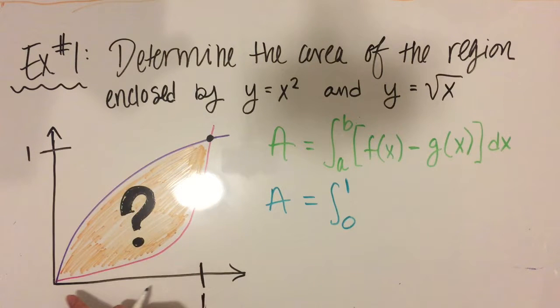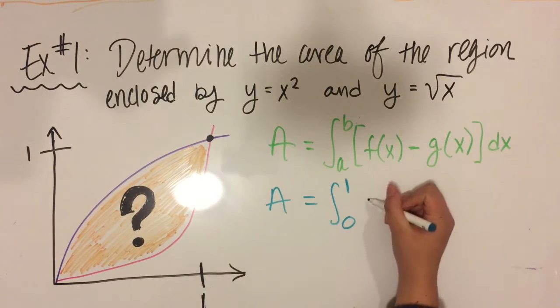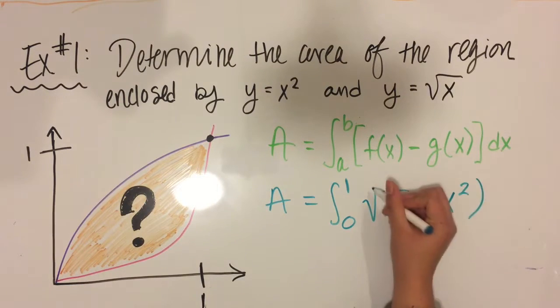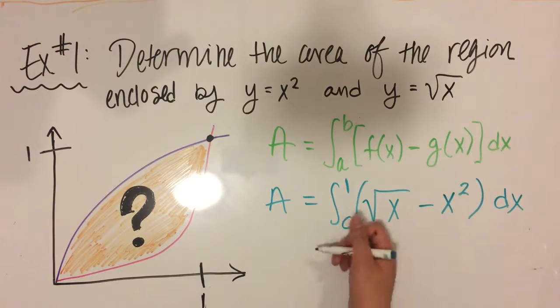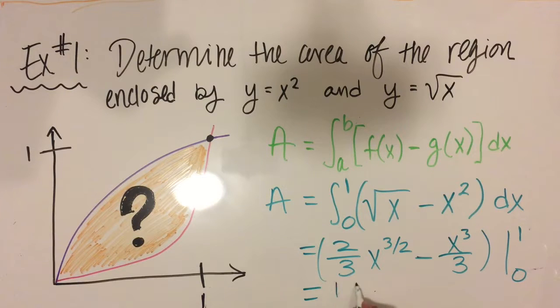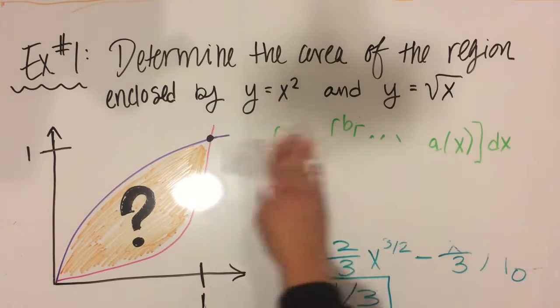Now we can set up our integral, but first we will find the intersections to get our limits of integration. You can do this by finding it in the calculator or setting the functions equal to one another. And now the integral you will have is the integral from 0 to 1 of the square root of x minus x squared dx. And now you antidifferentiate to get 2/3 x to the 3/2 minus x to the 3rd power over 3, and you evaluate that from 0 to 1, and then your final answer is 1/3.